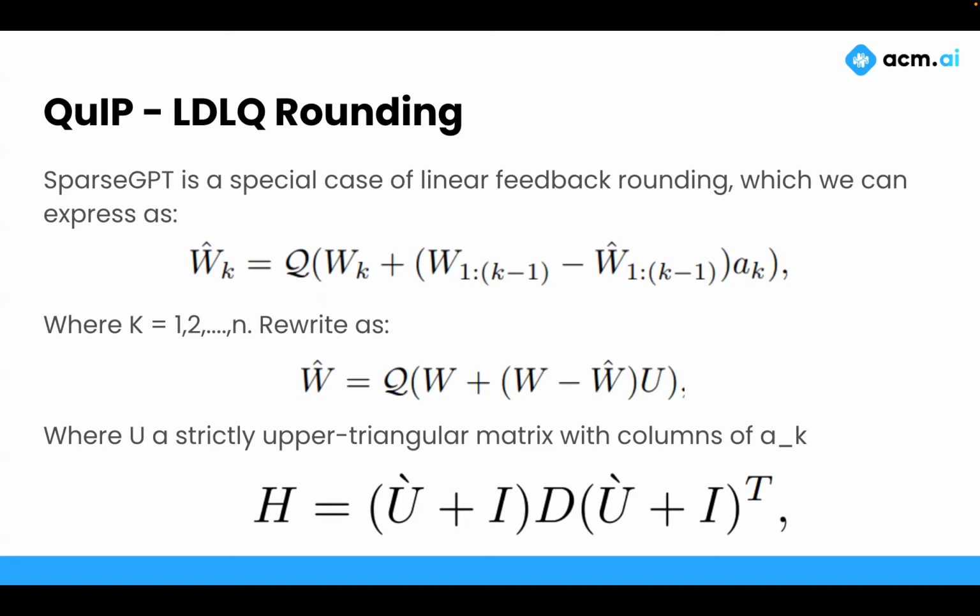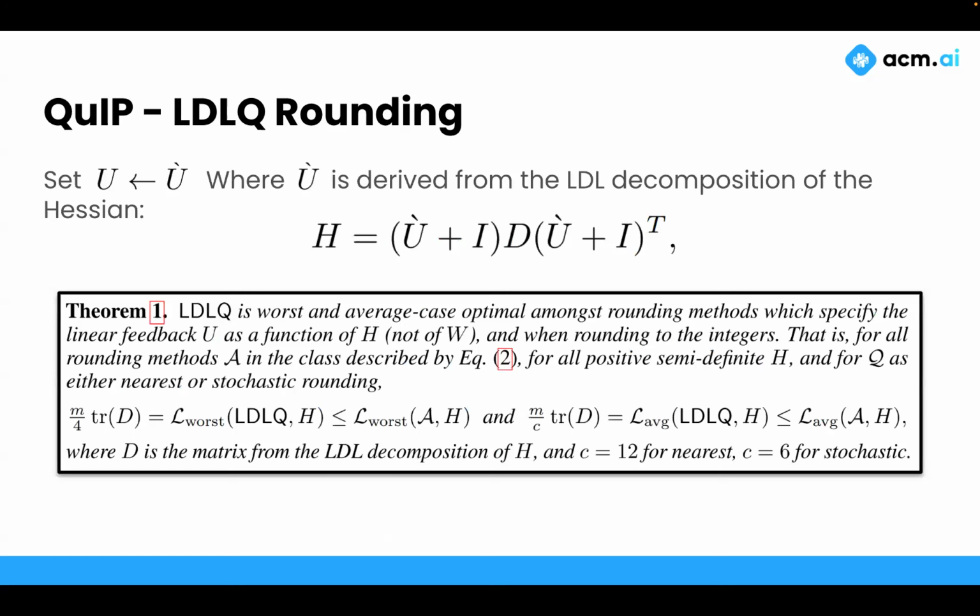So we can represent it in terms of this, where U is a strictly upper triangular matrix with columns of a_k. And what they show is that the optimal U is derived from this LDL decomposition of the Hessian. And then from this, they can actually get bounds on the average and worst case error. And they can show that this is worst and average case optimal.